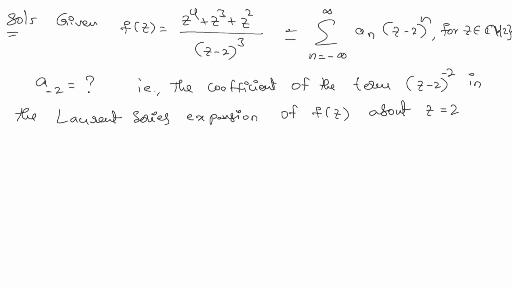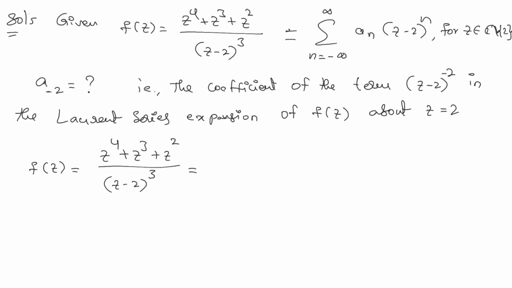That means wherever the term z appears, we have to write that as z minus 2. So that follows in the following way. The given function is z to the power of 4 plus z cube plus z square divided by (z minus 2) whole cube.